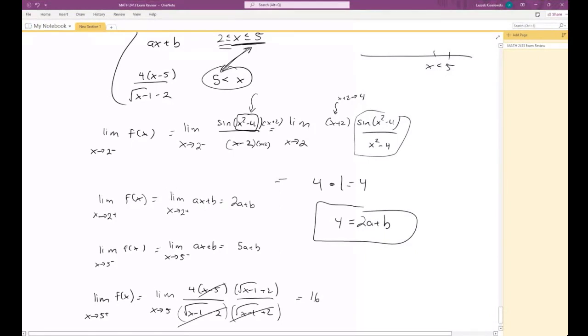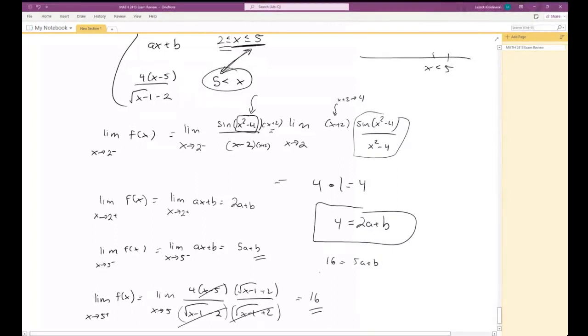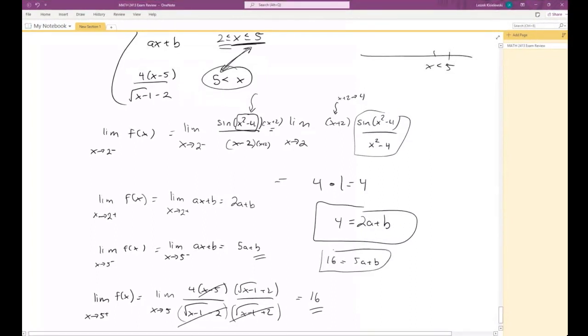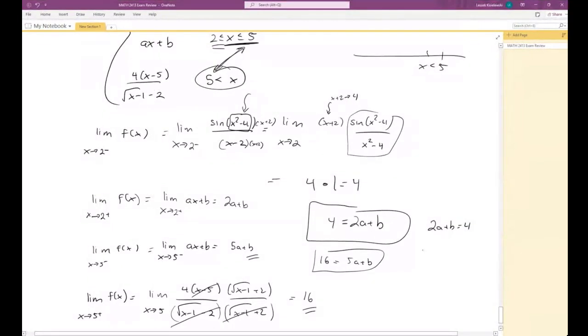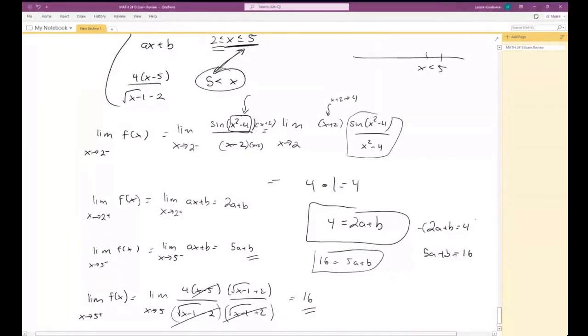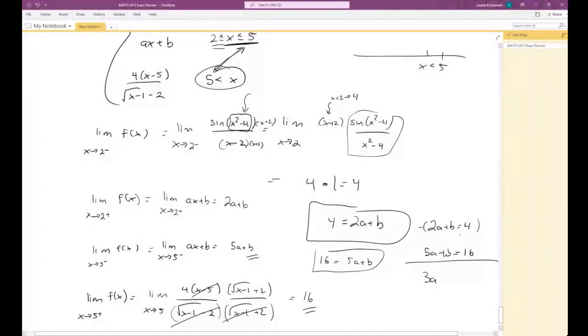So now we see that the limit from the left and the right agree. They have to agree to have continuity. So this time you get 16. The limit from the right must equal the limit from the left. Not only that, the 5a plus b is actually what our function does at 5. So now you have 2 equations, 2 unknowns, and you solve them using your algebra skills. So 2a plus b equals 4. On the other hand, 5a plus b equals 16. Just subtract one equation from the other, and you get 3a minus b plus b is 0. 16 minus 4 is 12. So a would be 4.